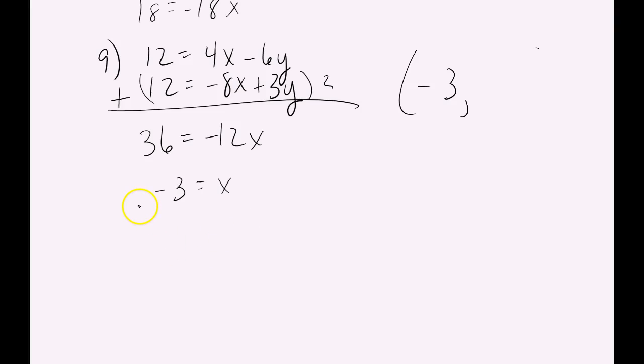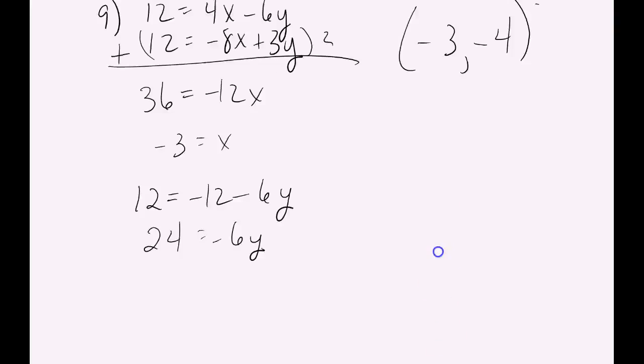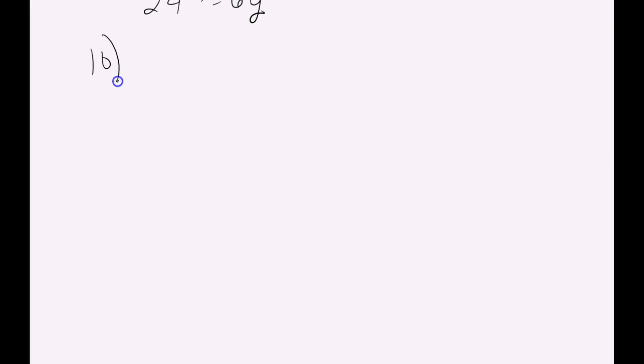Okay, so now I'm going to plug it back in. So 12 equals, plug in that negative 3, so I get negative 12 minus 6y. Add that over, negative. So I'm getting y equals negative 4. Yay! All right, cool.